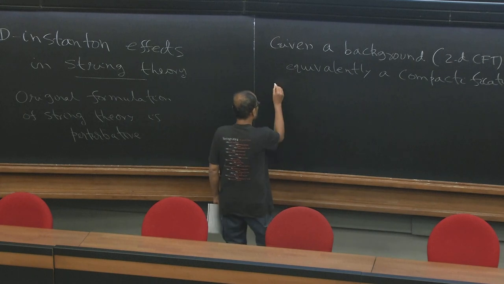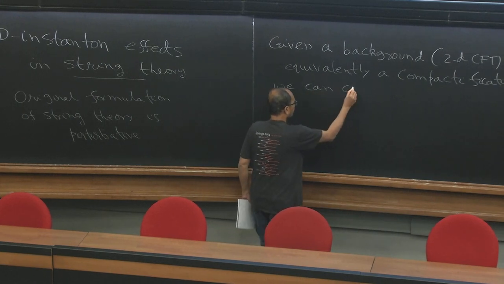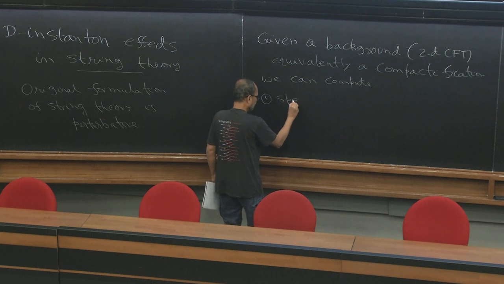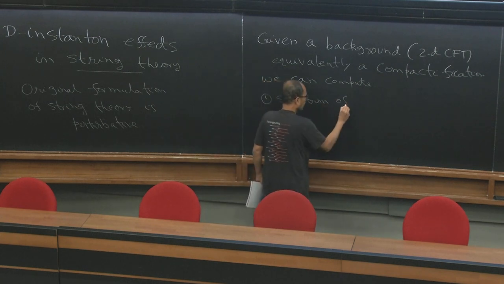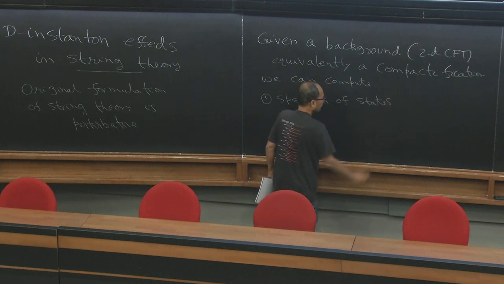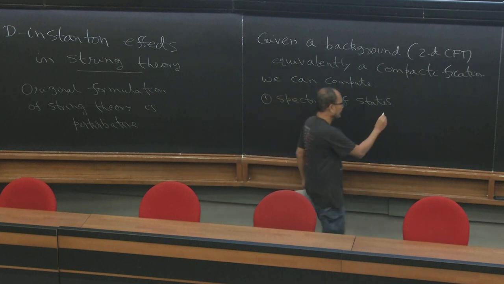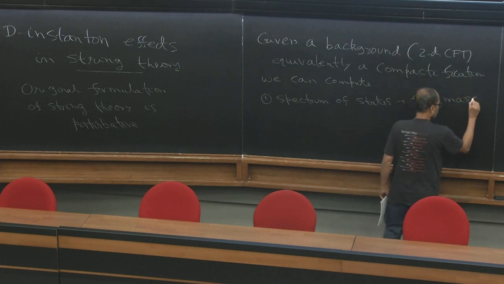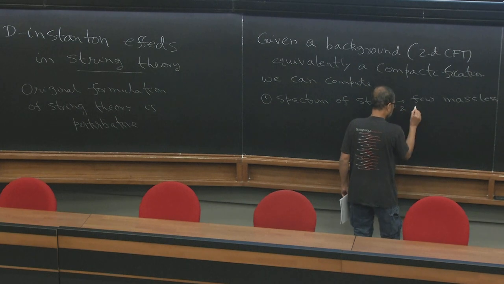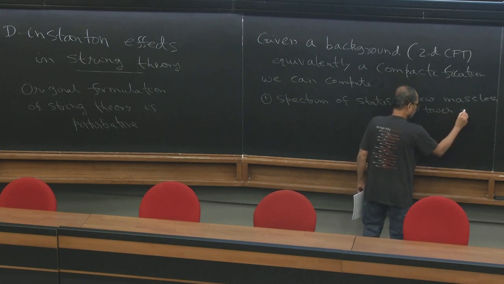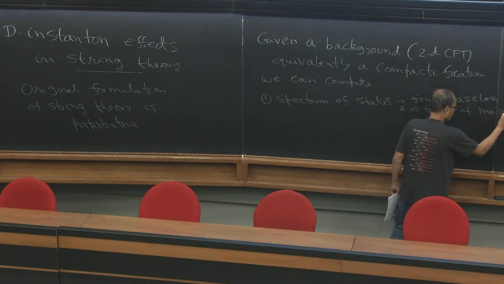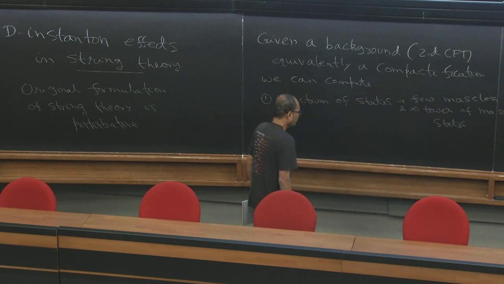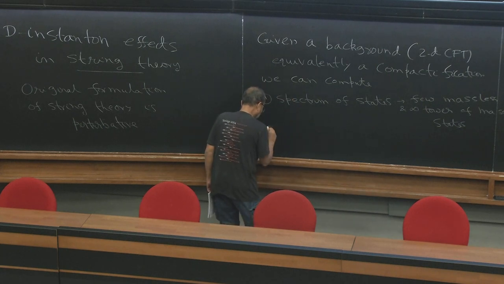So what we can compute is the following. First, the spectrum of states, which typically contain a few massless fields and an infinite tower of massive states. And the other thing we can compute is scattering amplitudes involving these states.